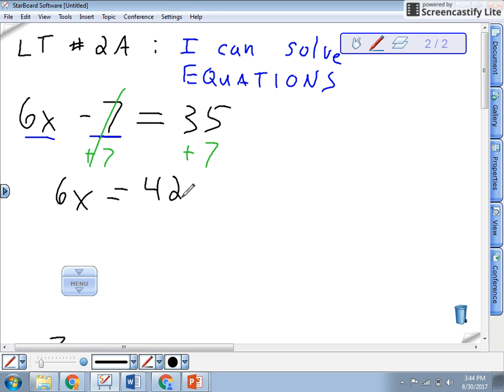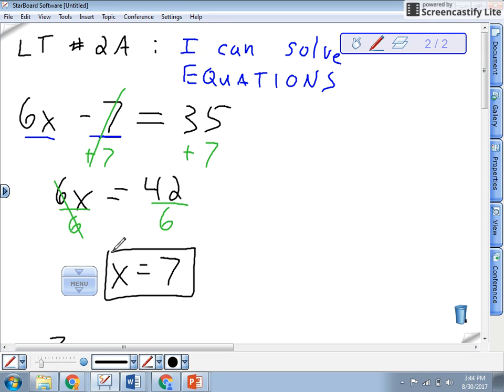Now I have 6 times x. What's the opposite of multiplication? That's division. So I divide this by 6, which will cancel. 6 divided by 6 is 1, which again cancels it out. Since I divided the left side by 6, I must divide the right side by 6. When I do that, I get my answer: x equals 7.